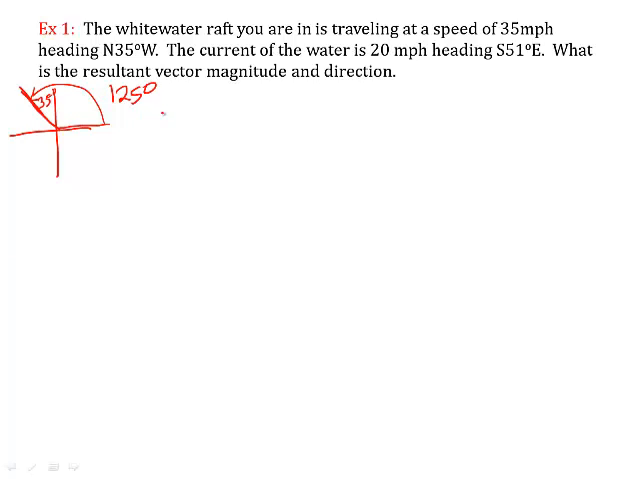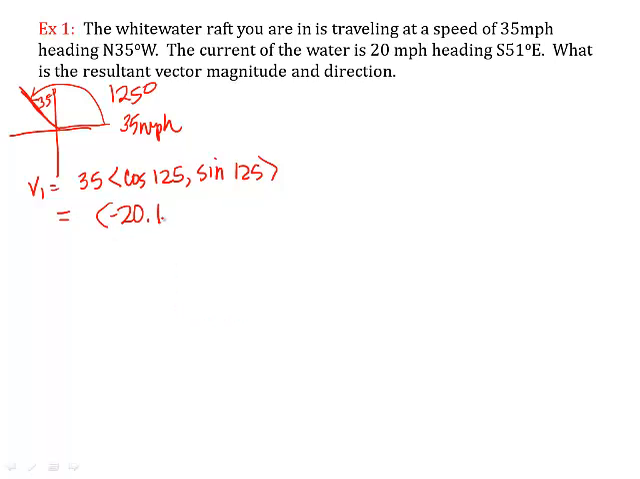And the speed is 35 miles per hour. So I can find my component form of the vector. Remember, we do the magnitude times the cosine of the angle, times the sine of the angle. All right, let's crank this out. 35 cosine of 125 gives me negative 20.1. And this gives me 28.7. Okay, so that's my vector 1. That's the vector of the raft.